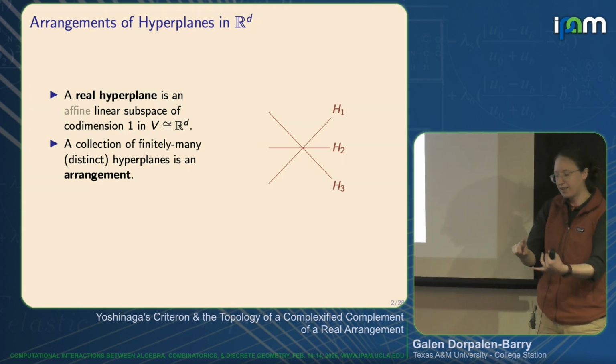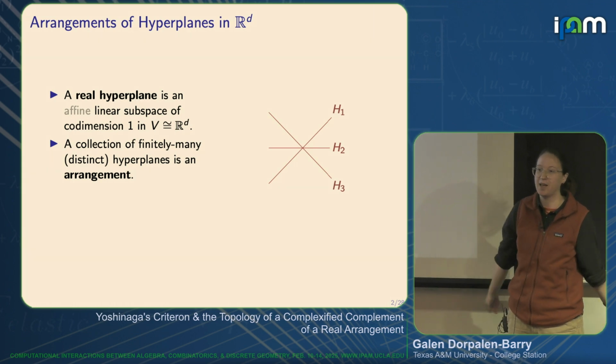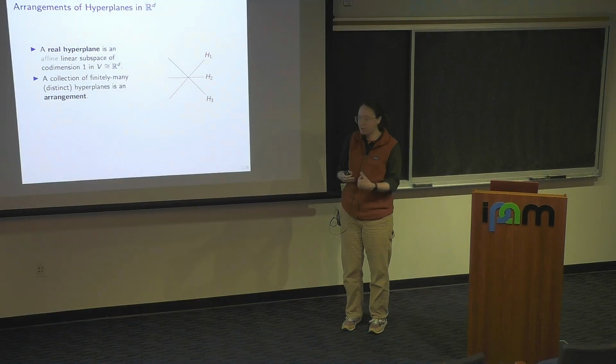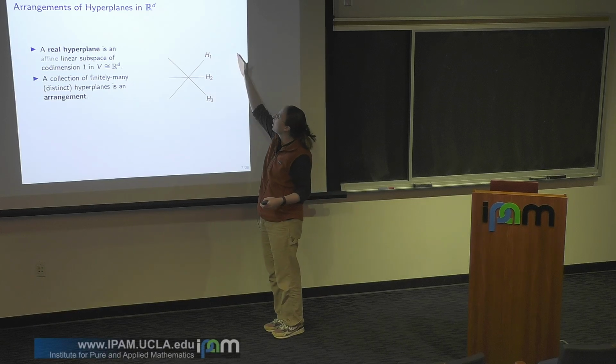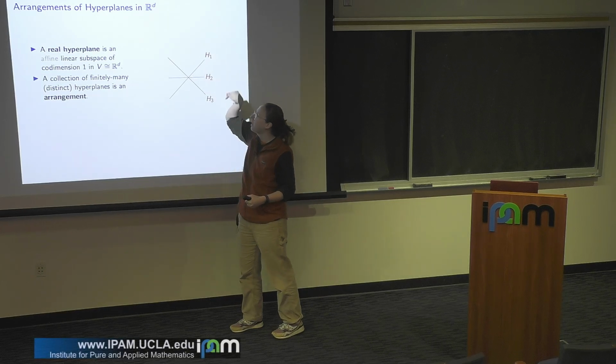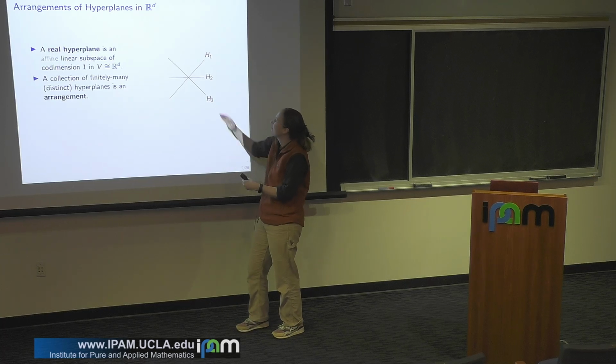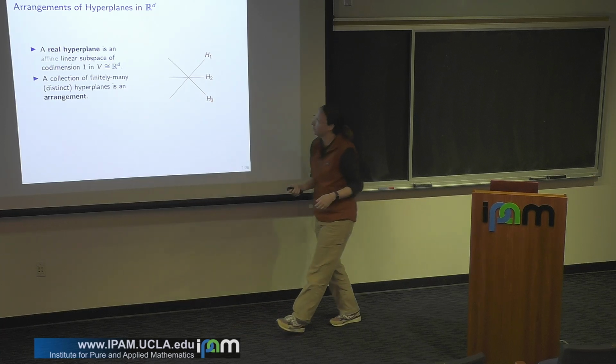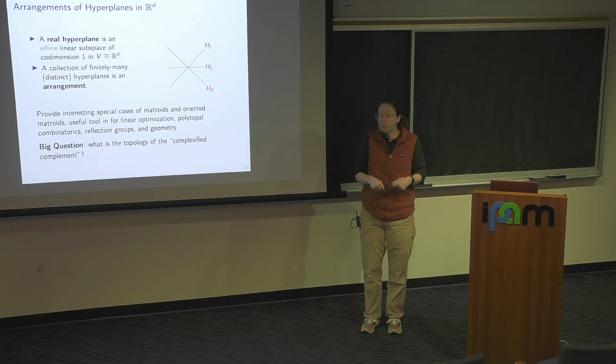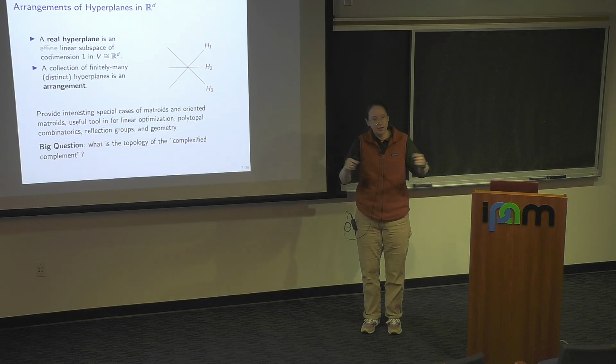And I'm going to think about a collection of finitely many distinct hyperplanes. So there are arrangements where you might take infinitely many copies of each of these hyperplanes. I don't want to think about that today, partly because there's infinitely many, and partly because they're affine. Okay. These objects are interesting in their own right.